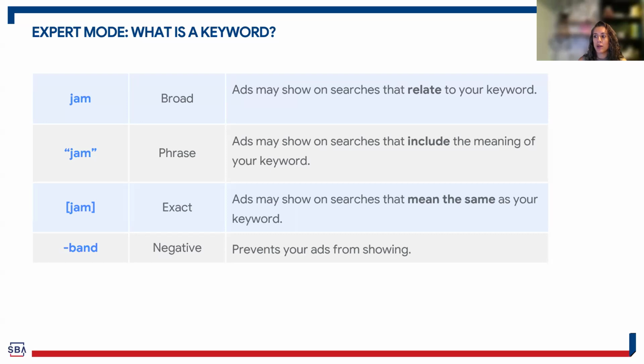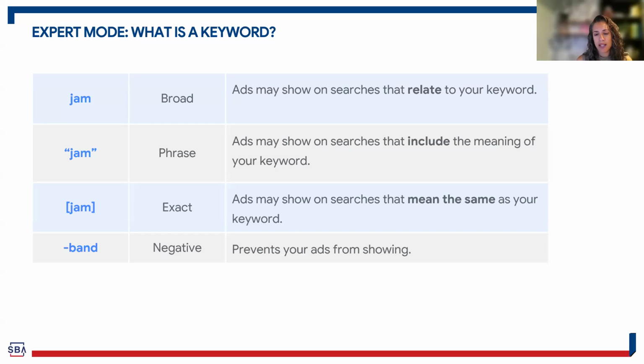But if you want to make sure that you have the meaning of that keyword, you put parentheses around it, and that's called a phrase. That includes the meaning of the word. And then you have exact, which means exactly how you enter that keyword. That's the only way you want to be found for it. So if somebody was looking for cranberry jam and you use these brackets, the only way your ad will show is if they put it exactly the way it is entered in the keyword.